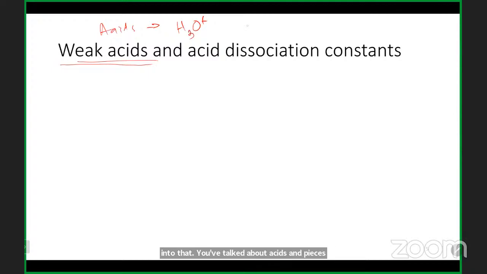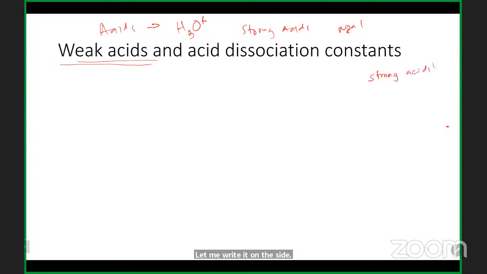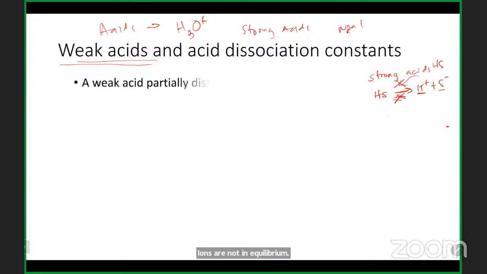We have strong acids and we have weak acids. Let me write it on the side. A strong acid, if I call it HS, dissociates completely in water. So the ions are not in equilibrium. But a weak acid dissociates partially.